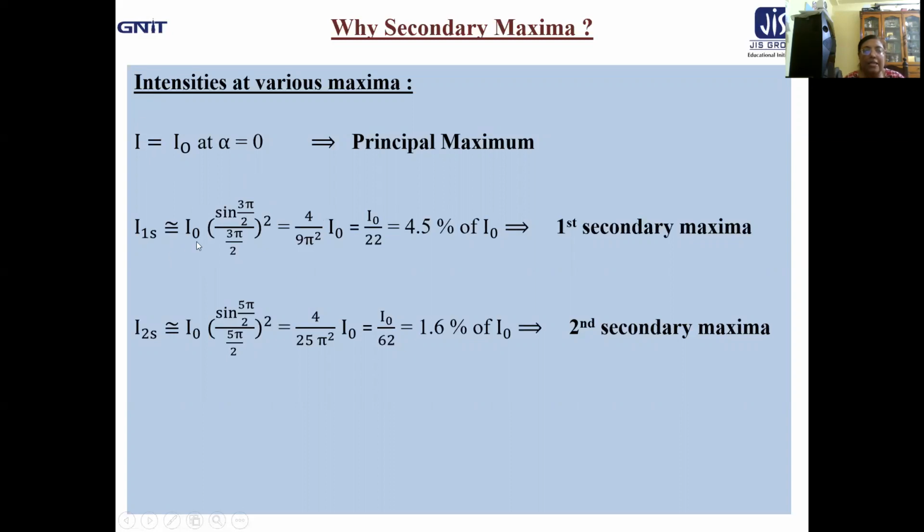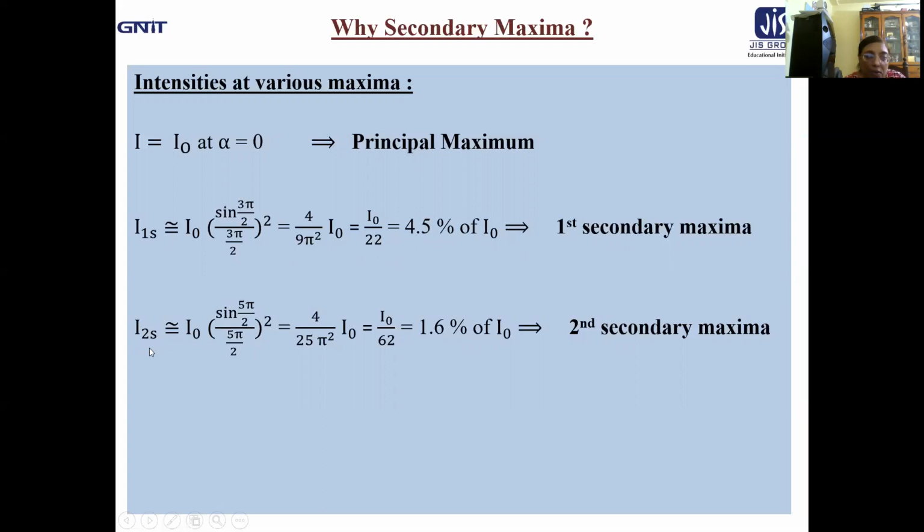What about the intensity? I0 sin alpha by alpha, whole square. What about alpha at the first secondary maximum? 3 pi by 2, so sin of 3 pi by 2 by 3 pi by 2, whole square. You are getting 4 by 9 pi square into I0. That is I0 by 22, which is only 4.5% of I0. Definitely it is a secondary maximum, and this is the first secondary maxima, on both sides, plus minus.